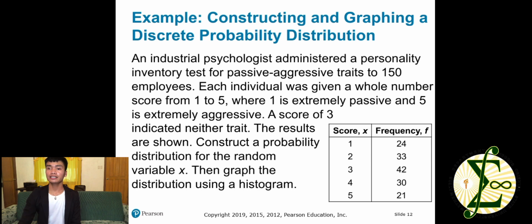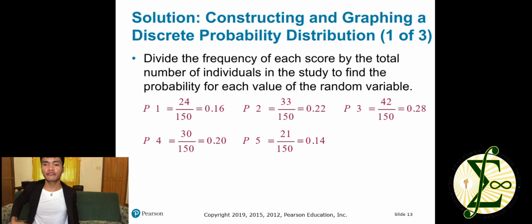So in constructing a probability distribution, we should first find the total frequency. The total frequency is 150. Divide the frequency of each score by the total number of individuals in the study to find the probability for each value of the random variable. So we have the total frequency of 150, and we should divide each frequency by 150.